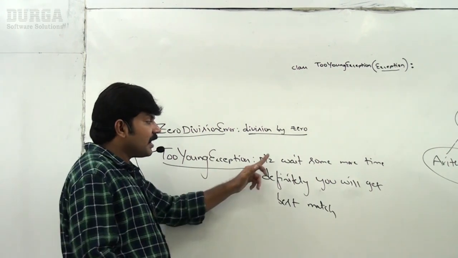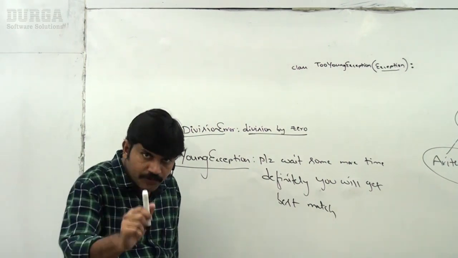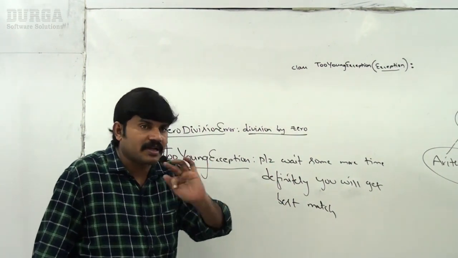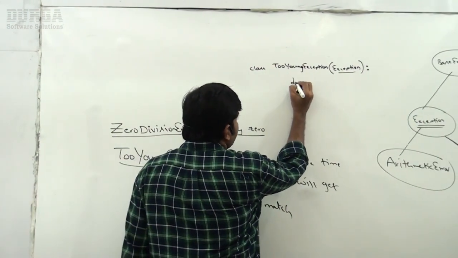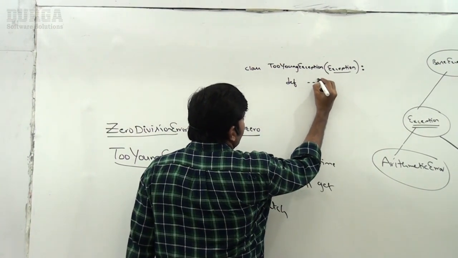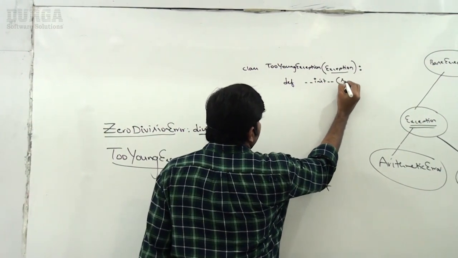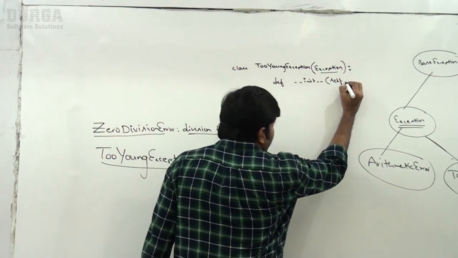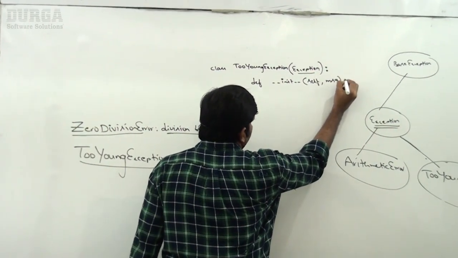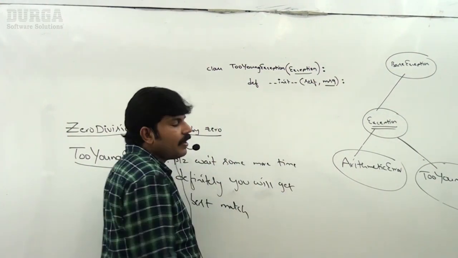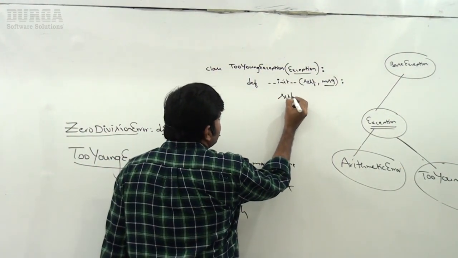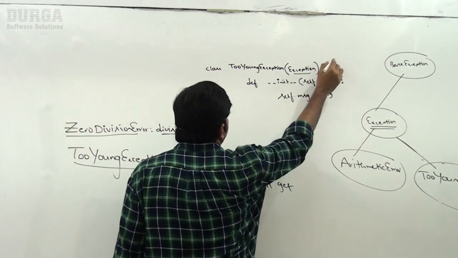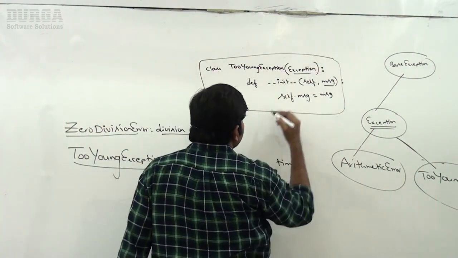If your exception has some description, it is passed as the argument to the constructor. Now what I have to write: def __init__(self, msg). Do you know this syntax? Constructor, comma, message, this is the description. Here you have to declare self.message = message, that's all.